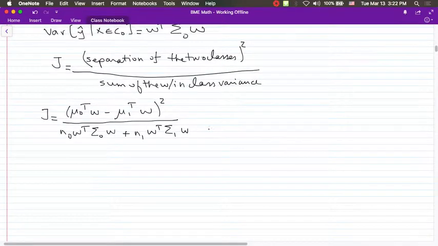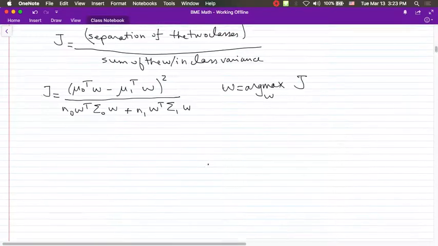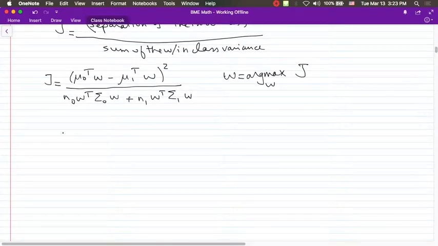Okay, so what we want to do is find W that maximizes J. That's the Fisher discriminant, where W is going to be a set of weights, basically, which is going to tell us what this line is supposed to be. That when we project our X onto it, it will maximize the distance between the means, normalized by the within class variance. So, okay, what we need to do is to maximize the following quantity.